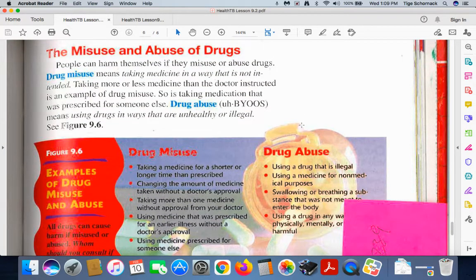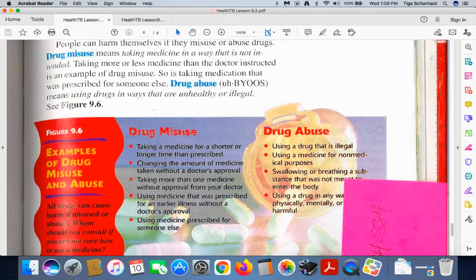People can harm themselves if they misuse or abuse drugs. Drug misuse means taking medicine in a way that is not intended. Taking more or less medicine than the doctor instructed is an example of drug misuse. So is taking medication that was prescribed for someone else. Drug abuse means using drugs in a way that is unhealthy or illegal.